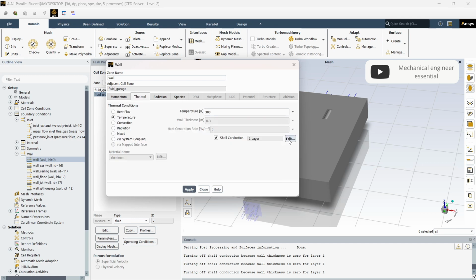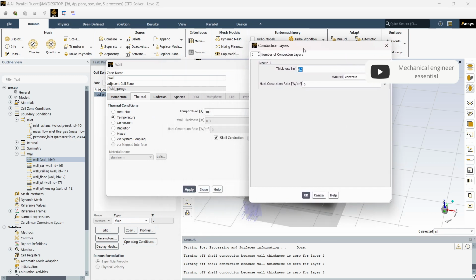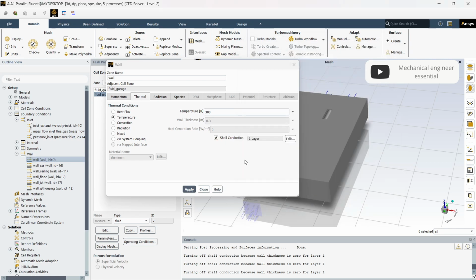We also define the wall thickness as 0.3 meters. This value is needed for shell conduction calculations. We enable the shell conduction option, which is essential when working with thin walls. Shell conduction allows Fluent to simulate heat transfer through the wall, both across and along its surface, without needing to create a full volume mesh inside the wall. This saves computational resources while still capturing accurate thermal behavior for thin structures.